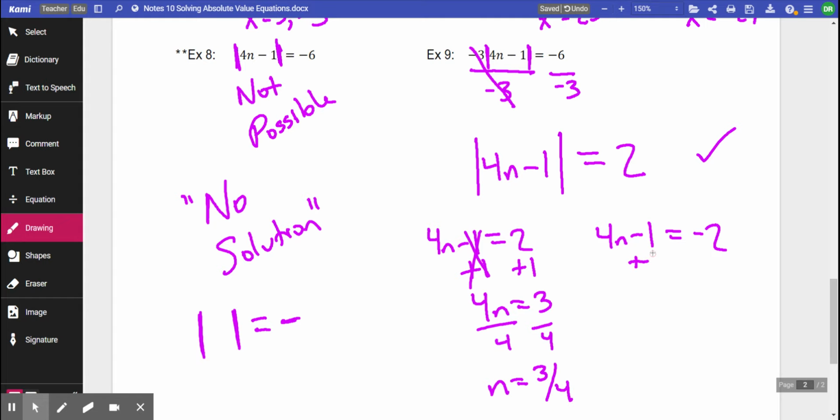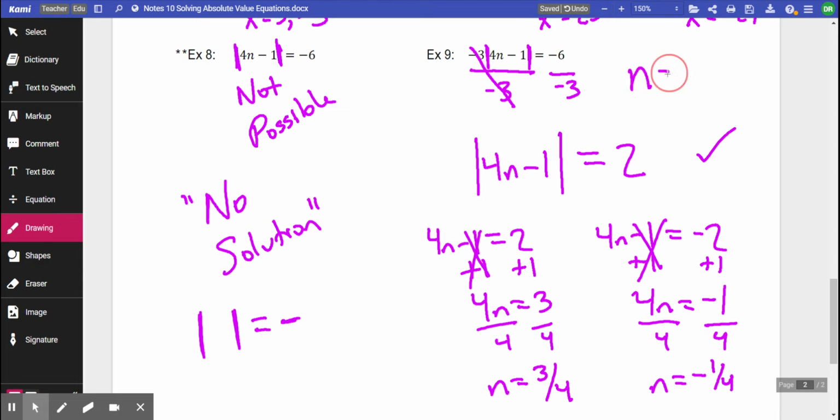Over here, same thing, we will add 1 to both sides. That'll give us 4n is equal to negative 2 plus 1, which is negative 1. Divide both sides by 4, and we get that n is equal to negative 1/4. So our two solutions, this one had two solutions because when we got the bars by themselves, it was equal to a positive. But here, when the bars were equal to a negative, that's not possible, so it's no solution.